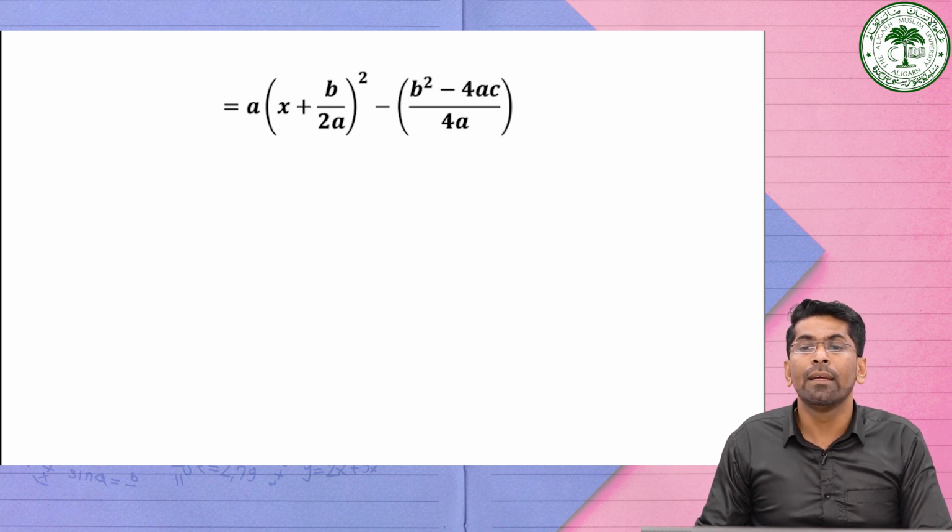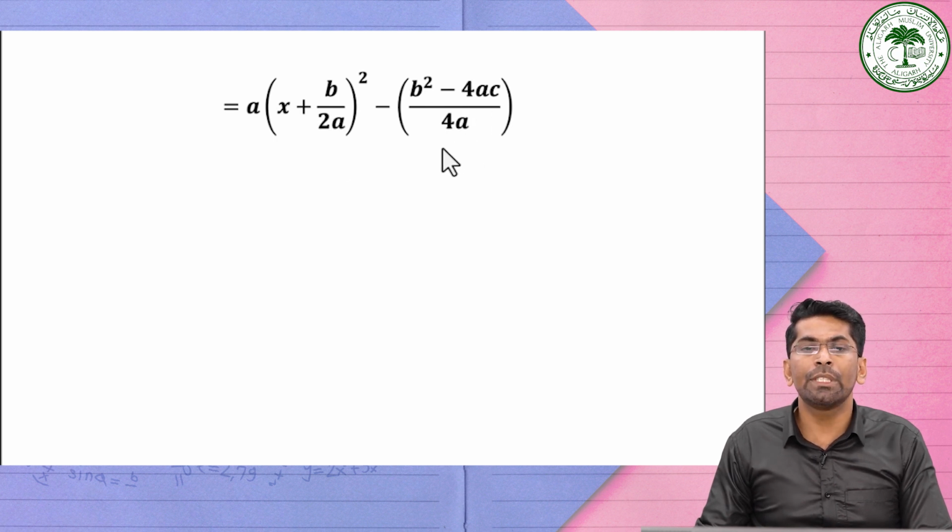And we can say that when x is varying, only the value of the complete square term will vary, but no change will happen to the term b square minus 4ac divided by 4a. So at the vertex, x is equal to minus b by 2a, and this expression will become 0. Then the minimum value of the function is equal to minus b square minus 4ac divided by 4a.